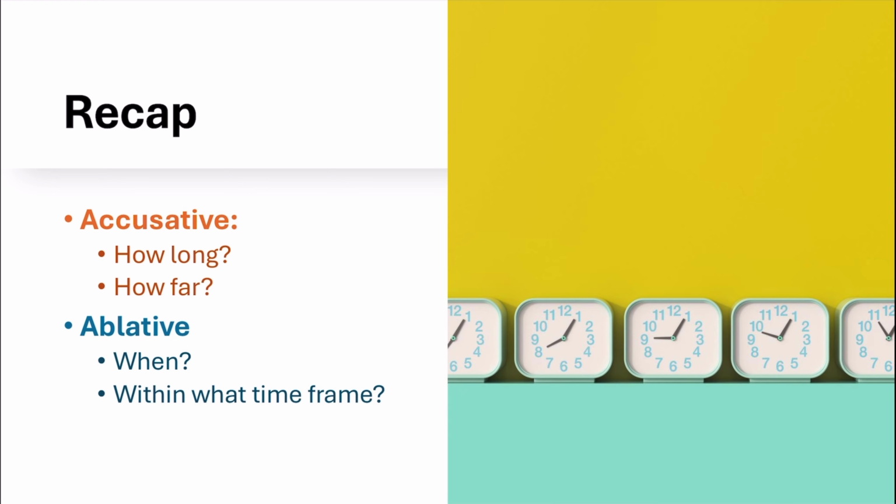To recap then, accusative we use to say how long something has been going on for, or we can use it for distance, but don't dwell on that too much at the moment. For the ablative, we use it to say when or within what time frame something has happened. So think accusative is for however many hours or years, etc. And ablative you will translate usually as at, on, in, or within. So that gives you your overview of your time expressions.